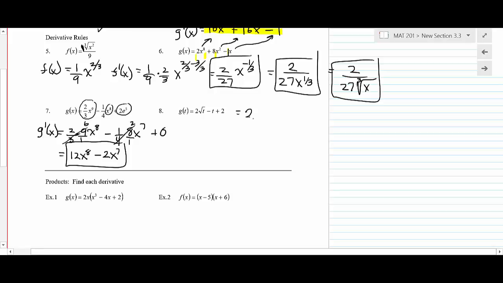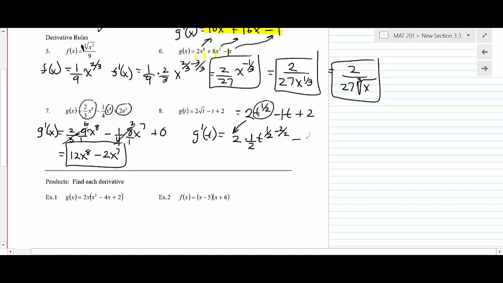Write this as 2t to the 1/2 minus t plus 2, like that. And then when we do our derivative g prime of t, you can do it like this. Write the constant. Derivative of t to the 1/2 is 1/2. t to the 1/2 minus 1 is how you would do that. Okay, what's the derivative of t?